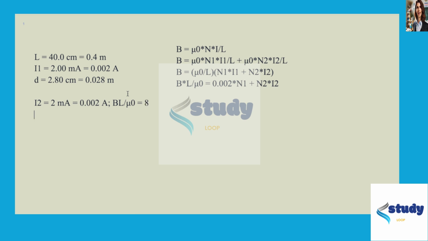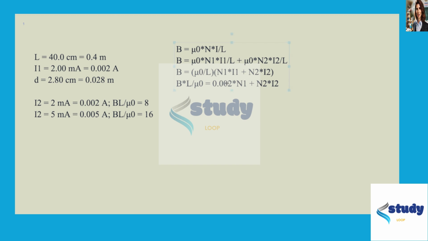The other point that looks nice to use is when I2 is equal to 5 milliamps, then our BL over mu naught is equal to 16, because those both lie close to a little corner or intersection of the grid. So it looks like it's easy to estimate, and I'm going to pick those 2 points to use. In theory, it doesn't really matter which points, but the ones in the middle of the lines are a little bit harder to estimate the exact value, so you may not get a great number when you use those.